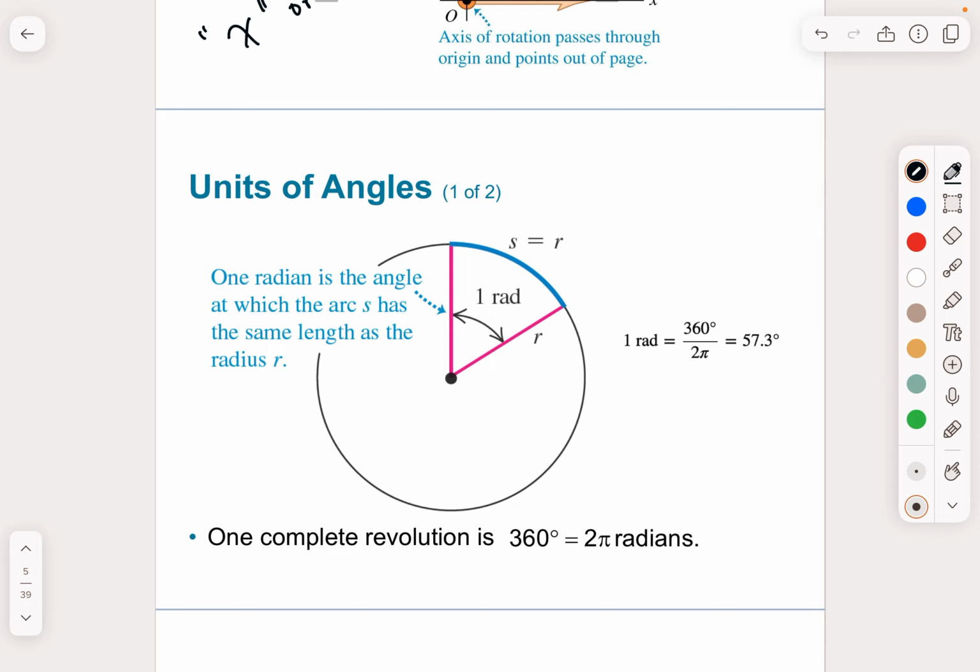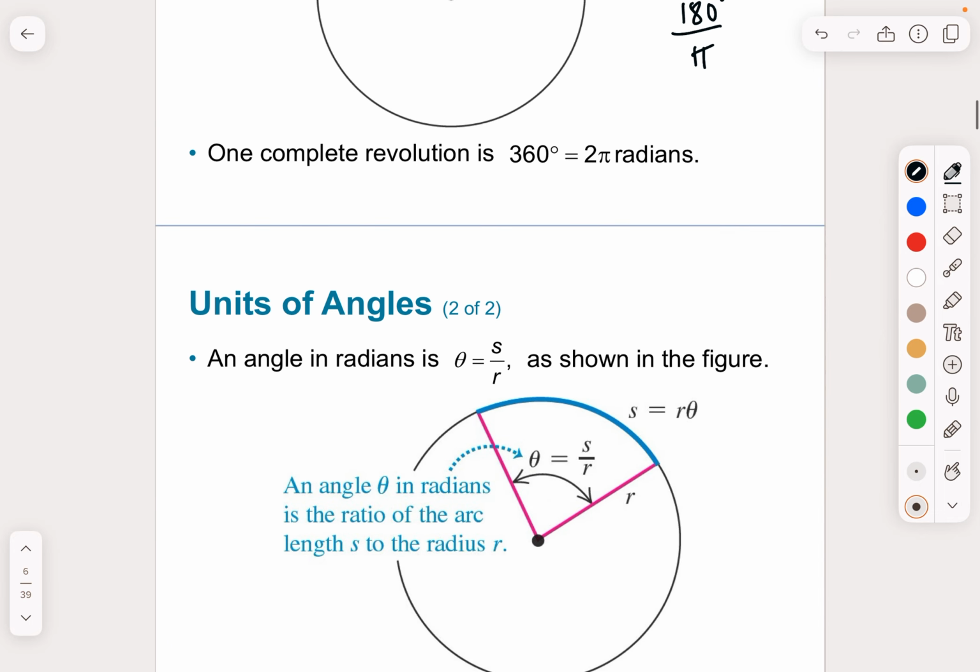So let's talk about angles, okay? Well, there's two different units for angles. Well, there's a couple more, but the ones that we're going to be using are degrees and radians. So you're probably already aware that 1 radian is about 57.3 degrees. And then the conversion factor is 360 over 2 pi, or obviously 180 over pi works as well. That's how you convert between radians and degrees.